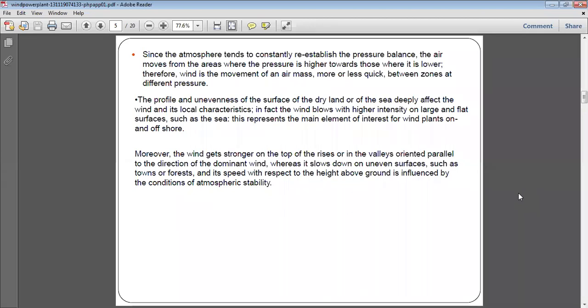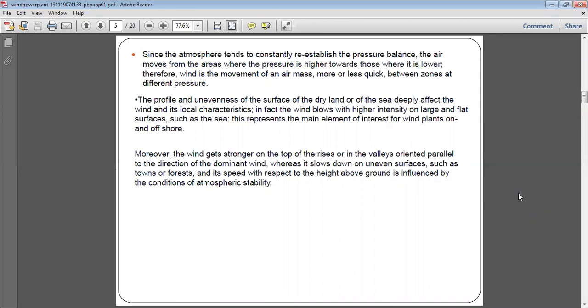Moreover, the wind gets stronger on the top of rises or in valleys oriented parallel to the direction of the dominant wind. Surface topology is also important in this case. Winds normally get stronger on the top of rises or in valleys, whereas they slow down on uneven surfaces such as towns and forests.